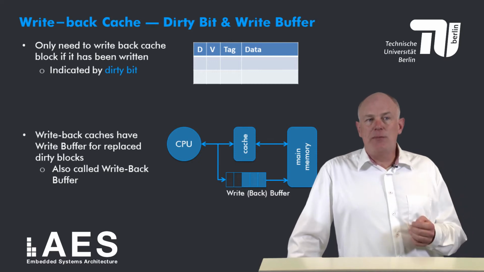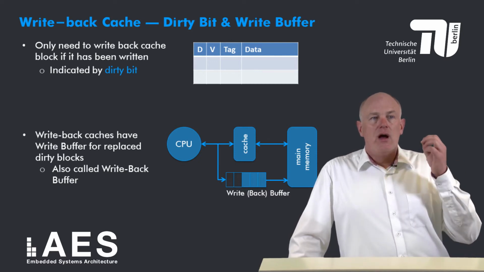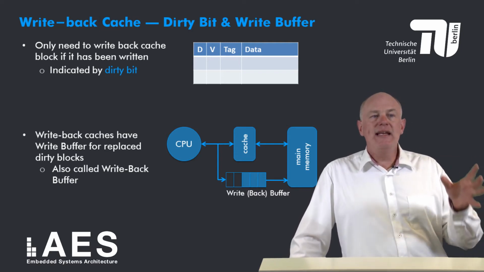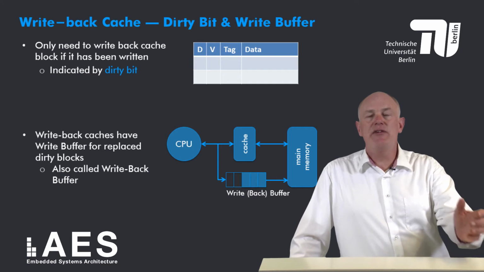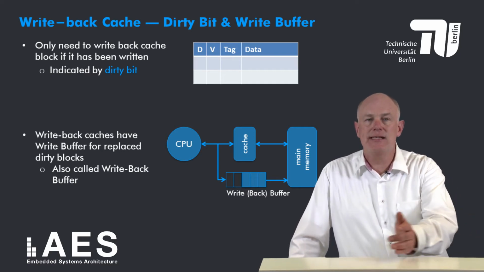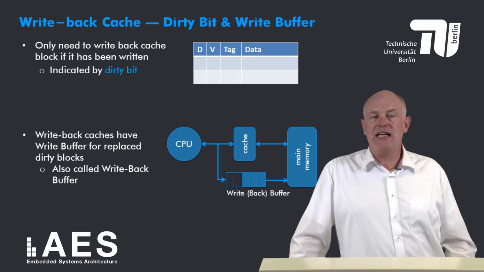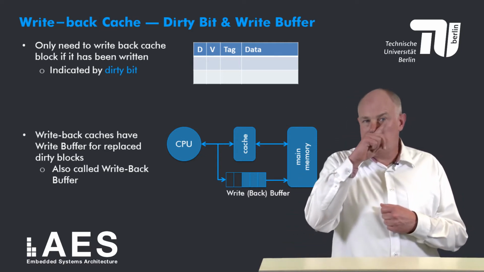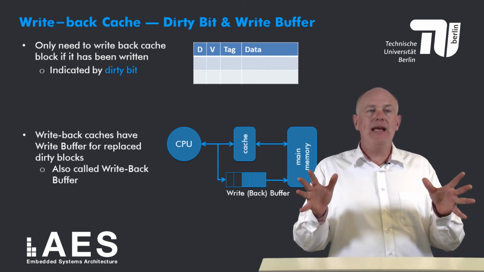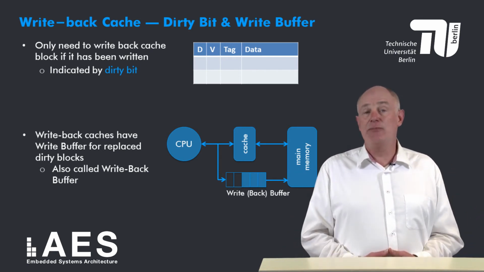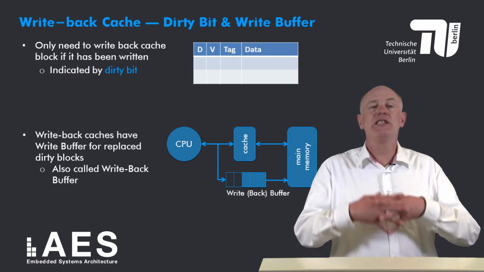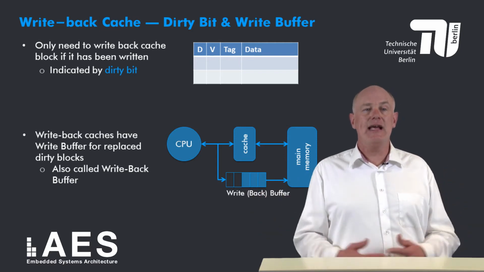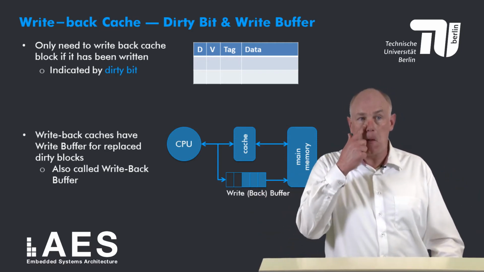This brings me to an optimization for a write back cache. We only need to write back a cache block if it has been written since the last time it has been fetched from the main memory. Therefore, we add one bit to every cache block, and that bit indicates if the data has been written, modified. Typically this bit is called the dirty bit. It indicates that data is dirty, that it has been modified.